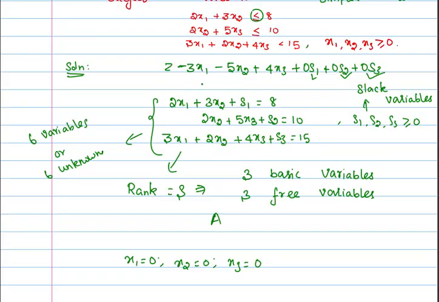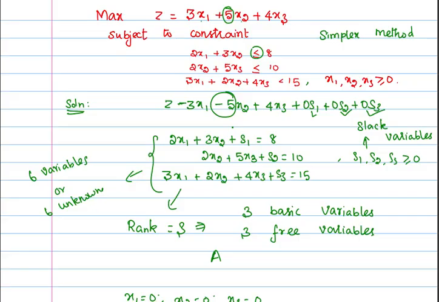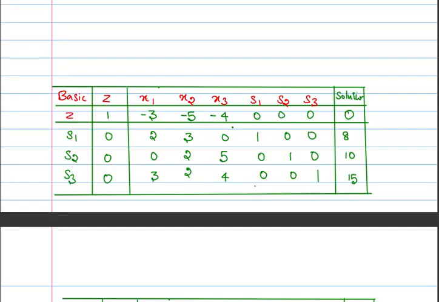When I increase X1, is it the maximum impact? No. X2 has the maximum impact because its coefficient is 5. That means minus 5 will come here, correct? So that has more impact on maximizing my objective function. That's why I want to choose the largest negative number in the zeroth row.